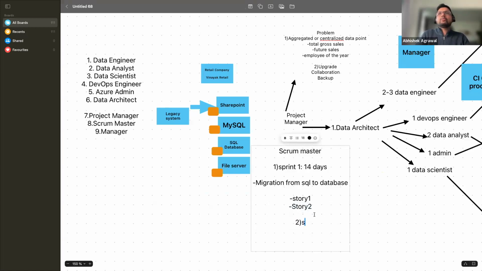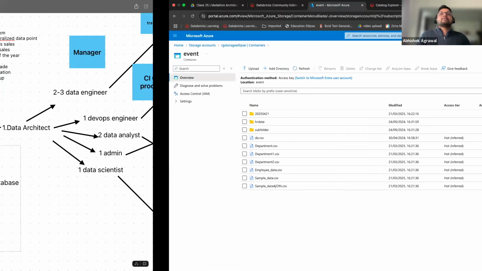And after sprint one is completed, the Scrum Master will understand whether we are able to achieve what we have targeted or not. So all of this management the Scrum Master will do, right? So this is how the team works, and these are the different roles which you have.